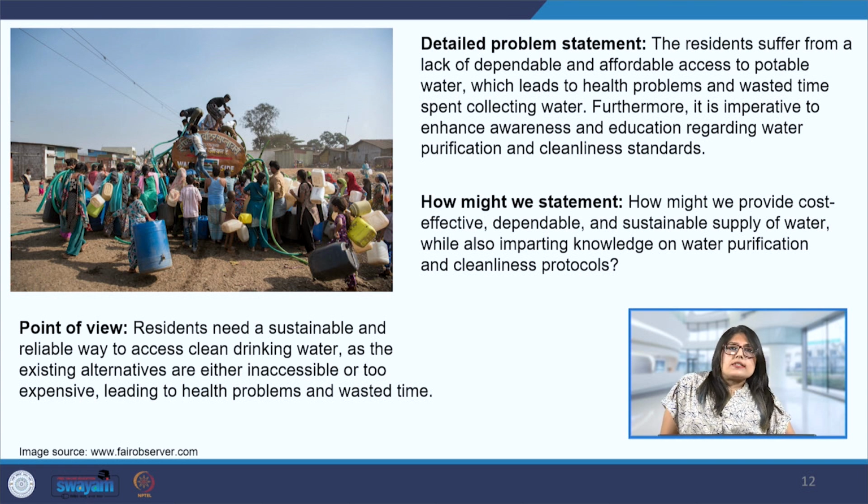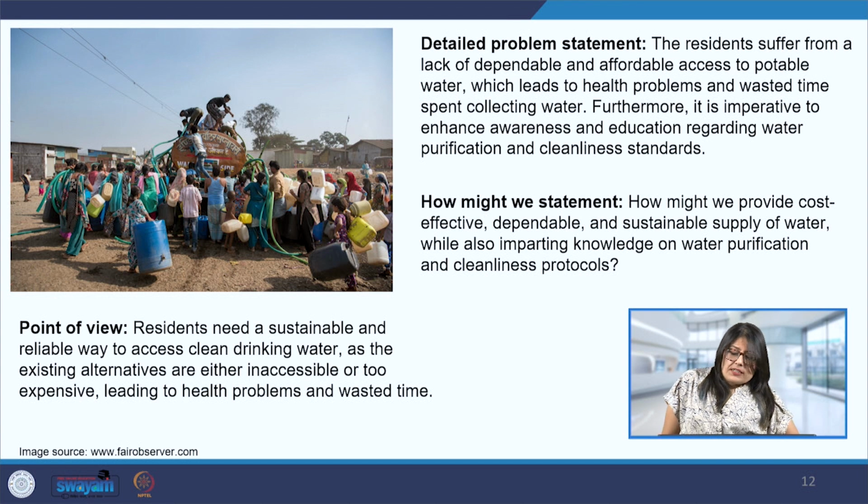This is a statement which is covering all the aspects that we had discussed in the previous lecture as well: that there is no access, the health problems, the time that is wasted waiting, and in addition to all of that, that there is no awareness and education regarding water purification and the hygiene that should be maintained when we are using water for our daily needs.